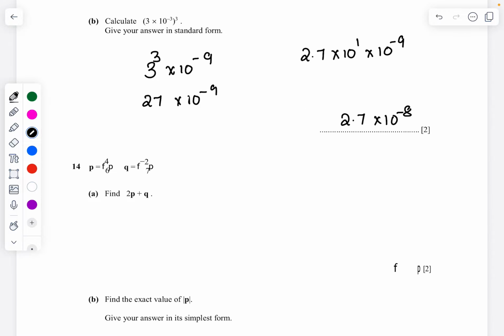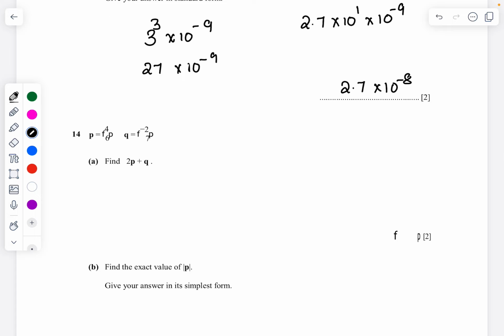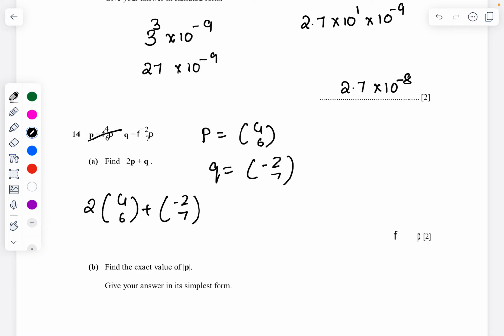Next, question number 14a. P equals, what is this? 4, 6. So vector P is 4, 6 and vector Q is negative 2, 7. Now, what is 2P plus Q? So 2P is 2 times 4, 6 plus Q is negative 2, 7. So it's going to be 8, 12 plus negative 2, 7. 8 minus 2 is 6 and 12 plus 7 is 19.